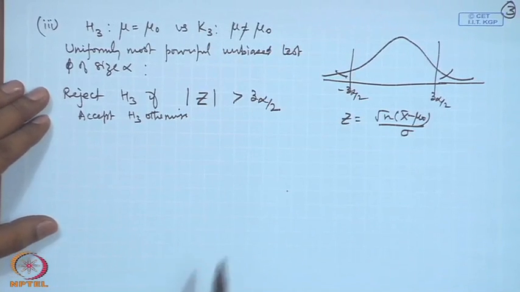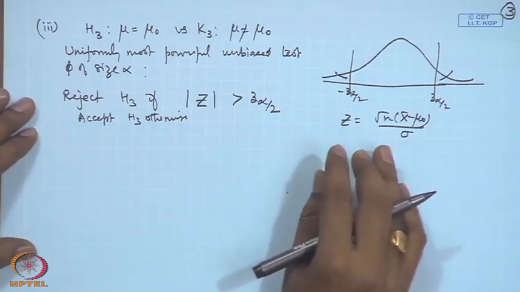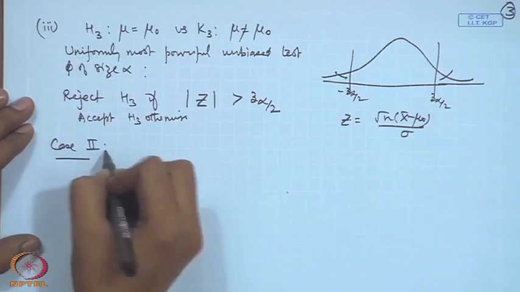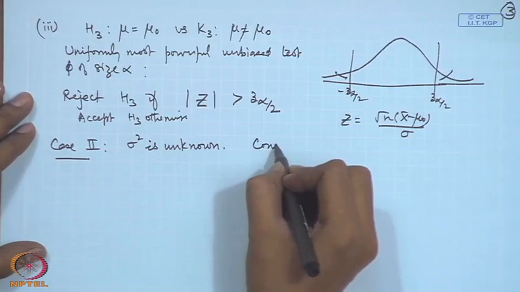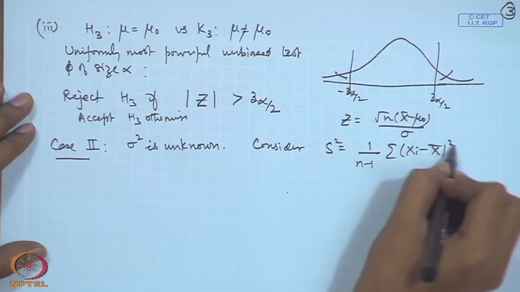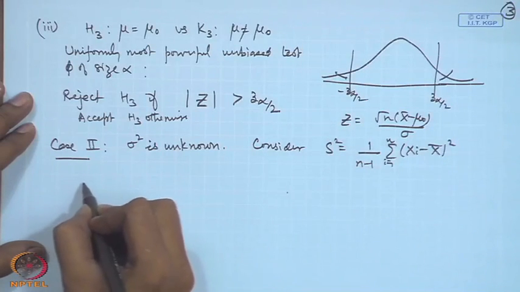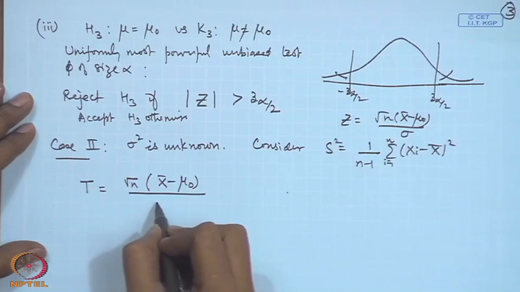Now, in case sigma square is unknown, then naturally this z cannot be used. If you remember the development of the confidence interval, there in place of sigma we had used s, where s square was 1 by n minus 1 sigma (x i minus x bar) square, that is the sample variance. So, we consider this situation, sigma square is unknown, then consider s square equal to 1 by n minus 1 sigma (x i minus x bar) square. So, we consider say t that is equal to root n (x bar minus mu naught) divided by s.